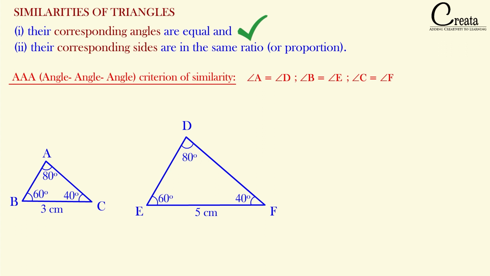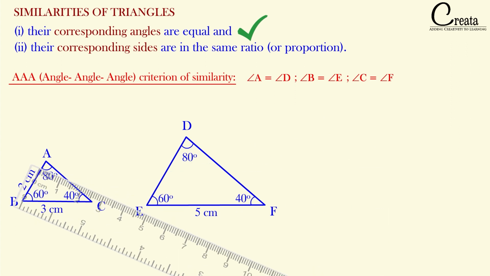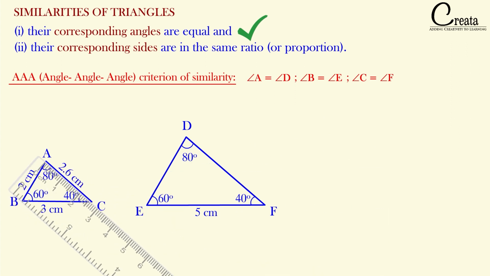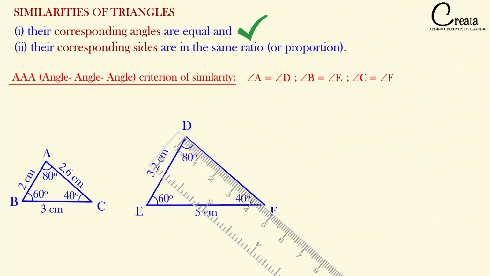Now what I will do, I will measure AB, AC, DE and DF, and I will calculate the ratio of the corresponding side. And I will check if these two triangles are similar, then the ratio of the corresponding sides should be equal. Let's take out the scale. AB in my case is 2 cm, AC in my case is 2.6 cm, DE is 3.2 cm and DF is 4.3 cm, somewhat close. So basically I got all the three sides.